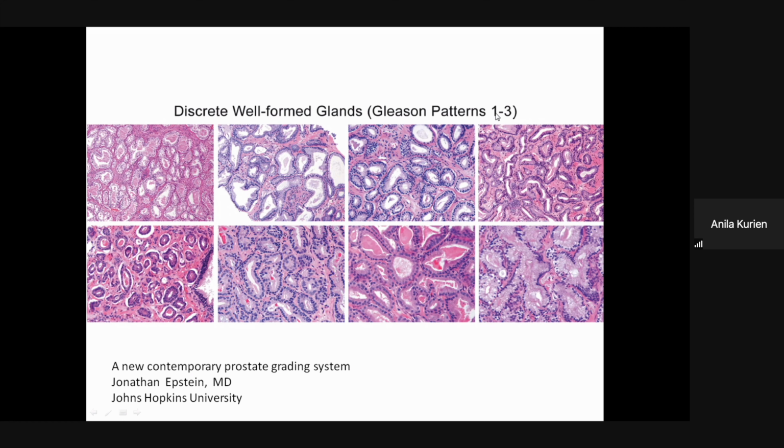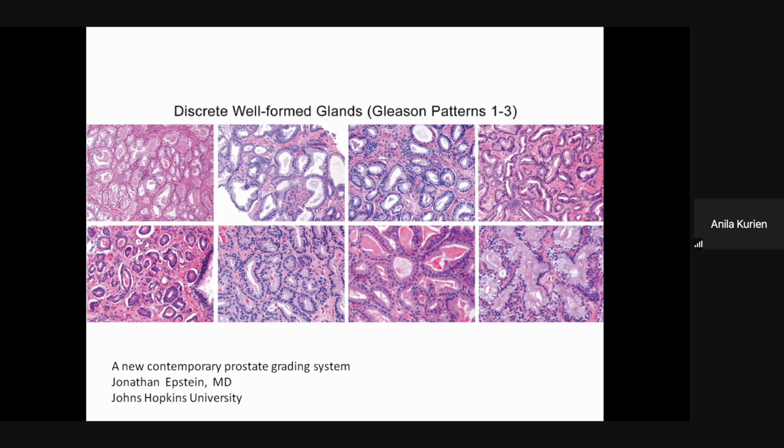So Gleason's patterns 1 to 3 are all composed of very well-formed glands. The only difference between 1, 2, and 3 is how the margins are. So they're all single round glands. In pattern 1, it's tightly packed. In pattern 2, it's loose. And pattern 3 has an infiltrative border.